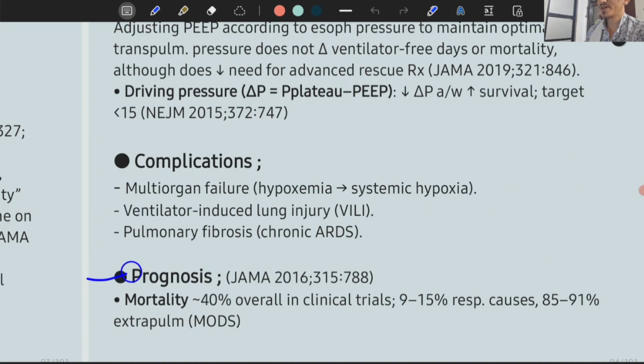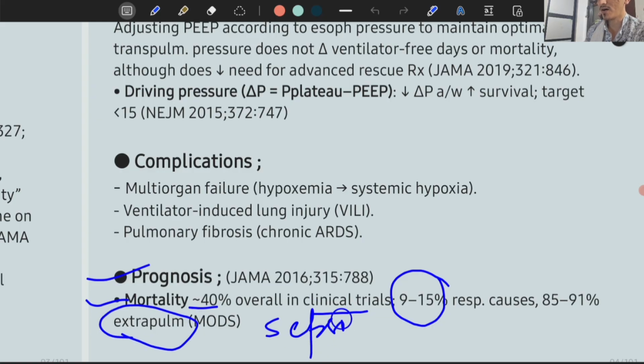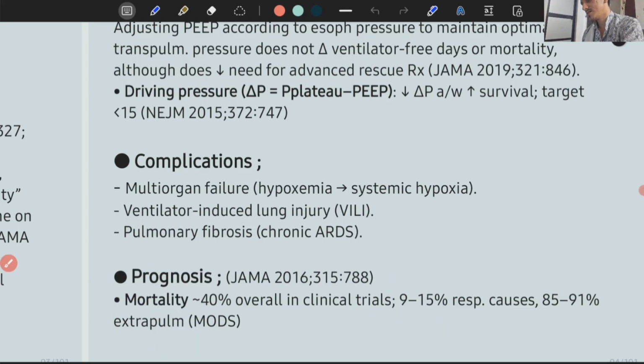So what is the prognosis in these patients? Mortality is very high, approximately 40% overall in clinical trials. Mortality differs depending upon the causes. It is 9 to 15% if the causes of ARDS are respiratory. And extrapulmonary causes like sepsis, pancreatitis or TRALI have increased mortality. That means patients have less mortality if they have ARDS due to a pulmonary cause, and very high mortality if they are suffering from ARDS due to an extrapulmonary cause. So that we need to remember.